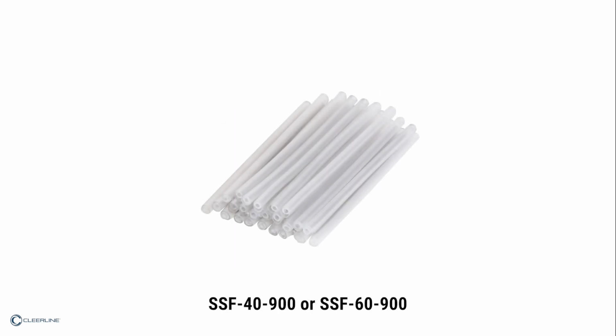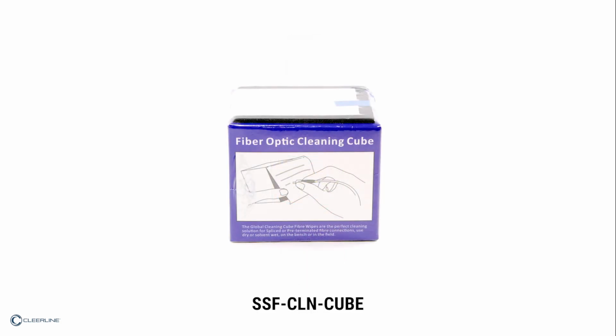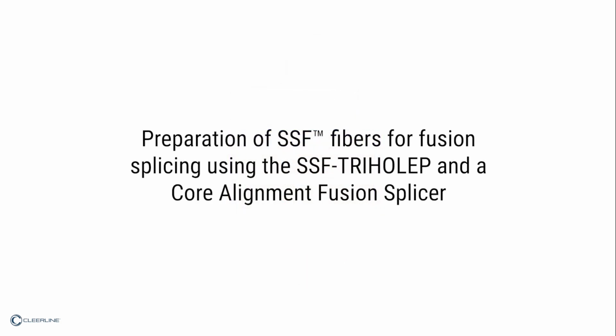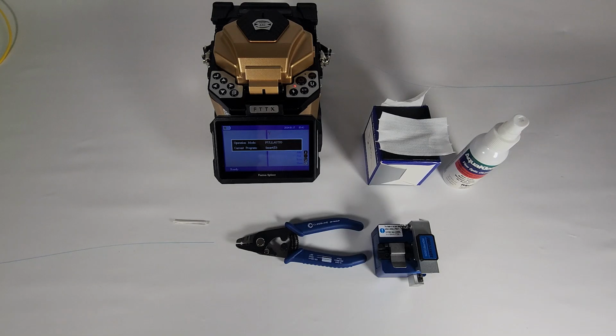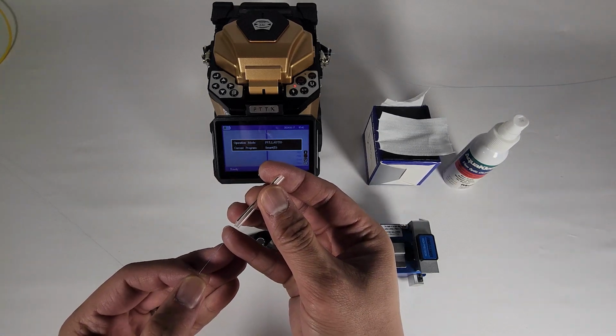Splice protector sleeve, fiber cleaning solution or 99.9% isopropyl alcohol, and lint-free cleaning wipes. Now, let's begin preparing the SSF fibers for fusion splicing. First, let's start off by installing a splice protector sleeve onto the fiber strand.